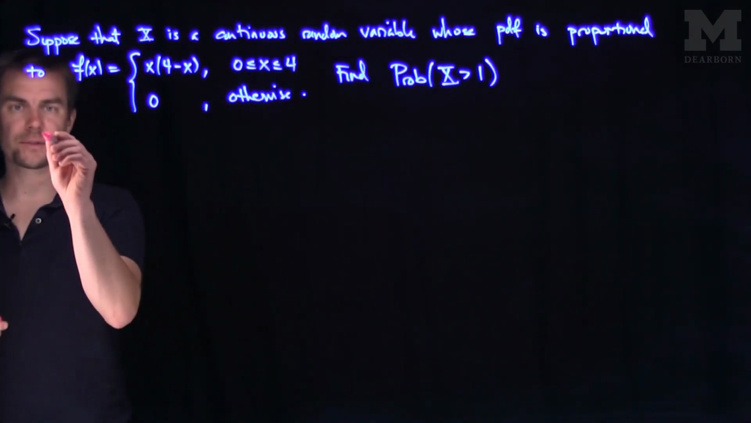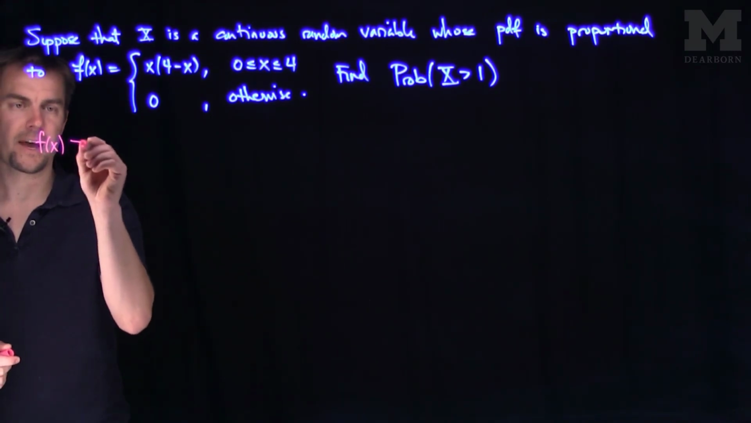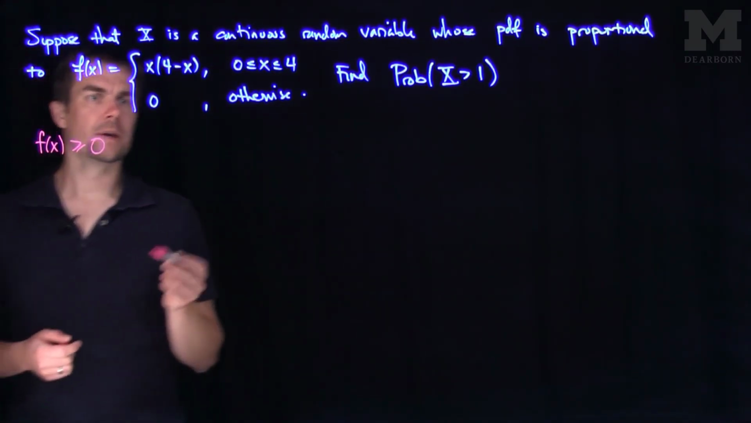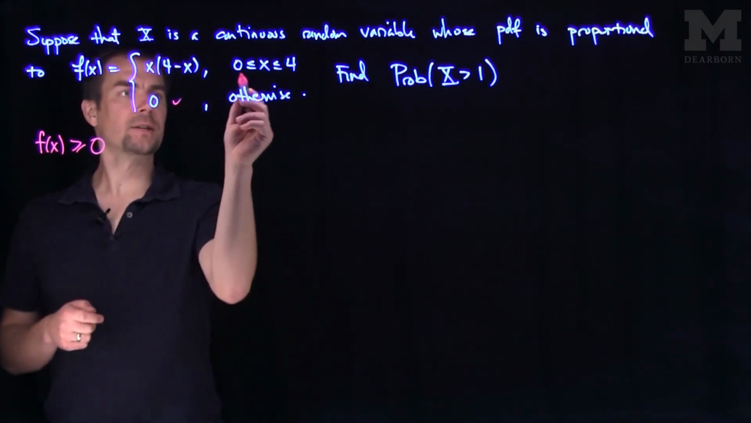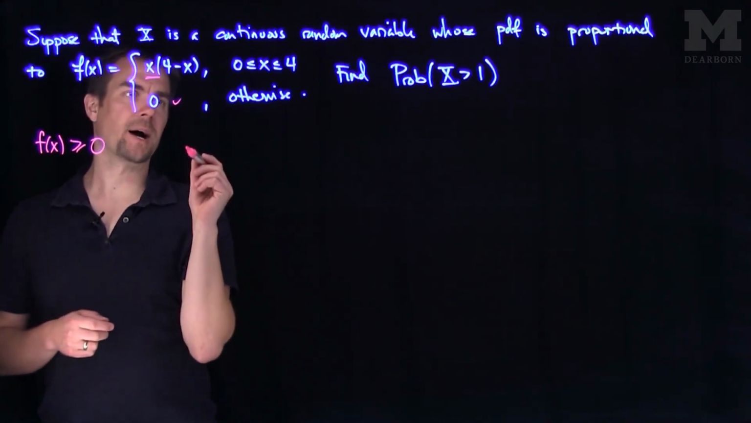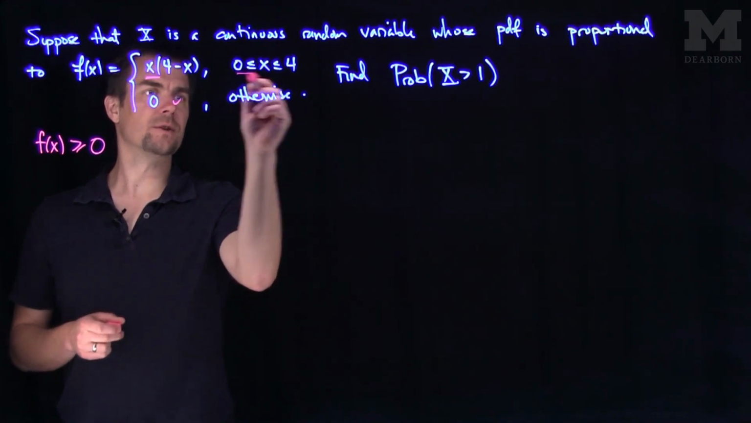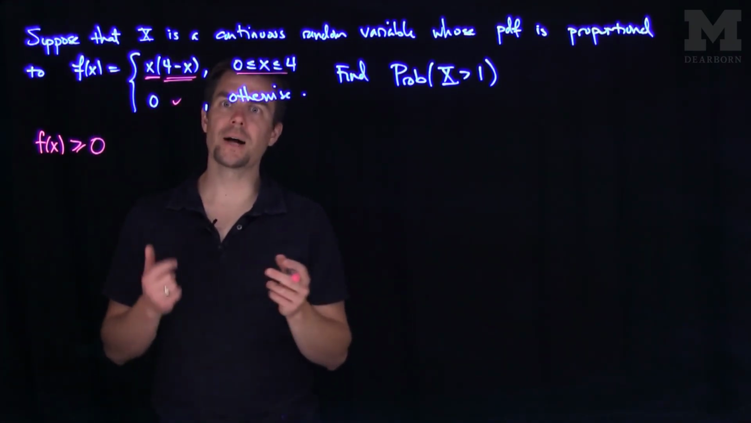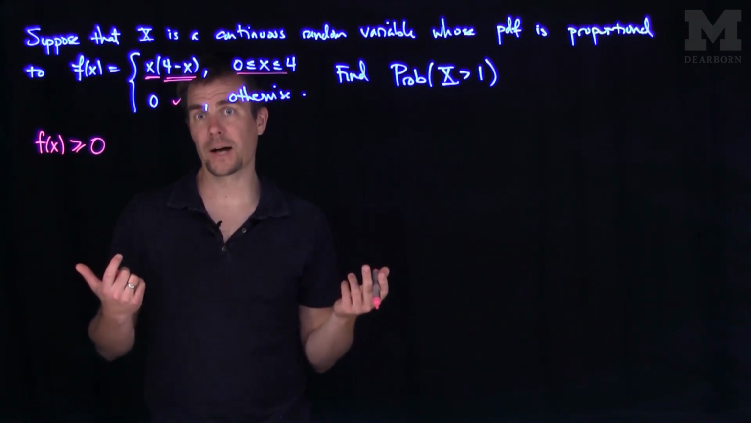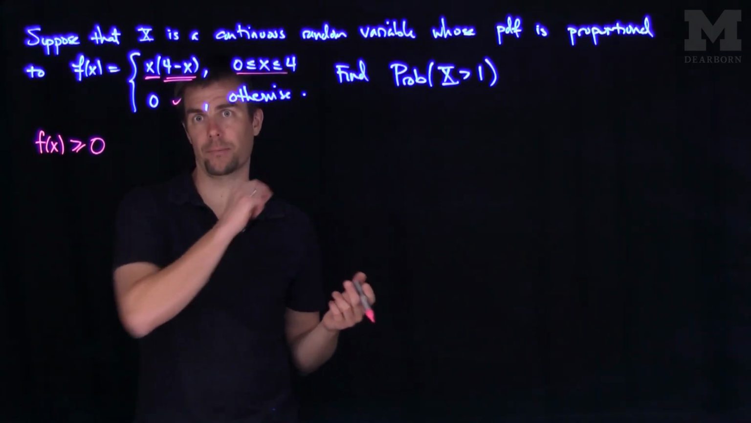We know that PDFs have to be bigger than or equal to 0. We can check this. It's clearly 0 over here. That's fine. Now, if x is between 0 and 4, this x is always positive. And if x is between 0 and 4, this 4 minus x is also always positive. So multiplying two positive numbers, this is always positive in the range between 0 and 4.